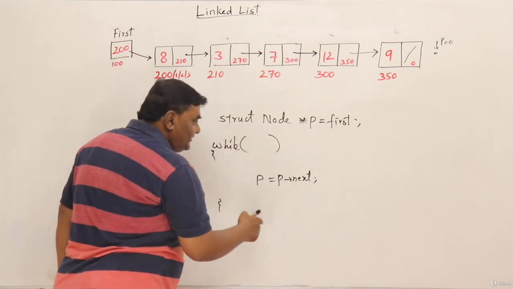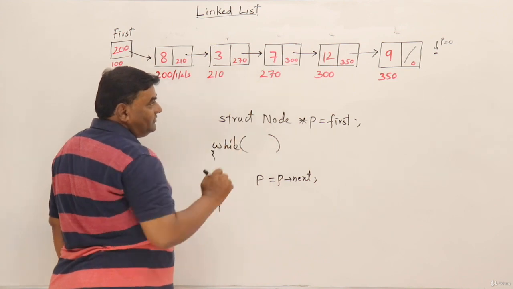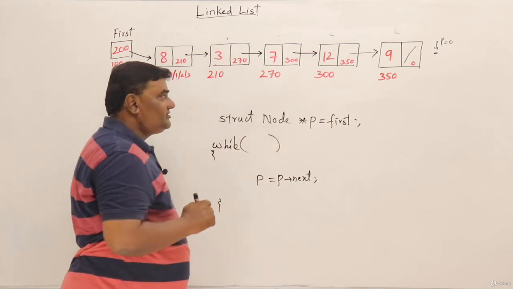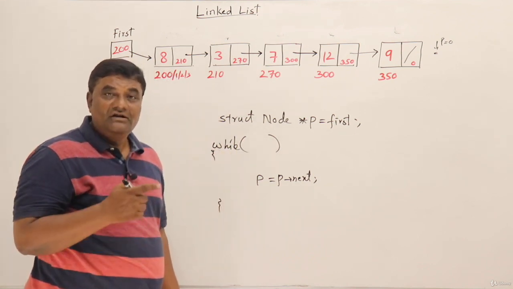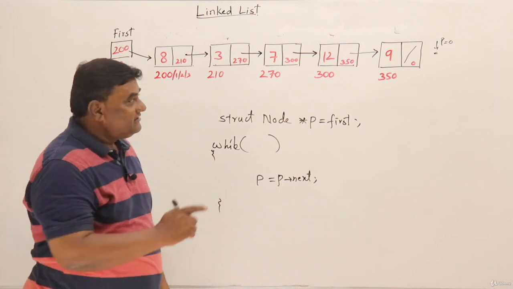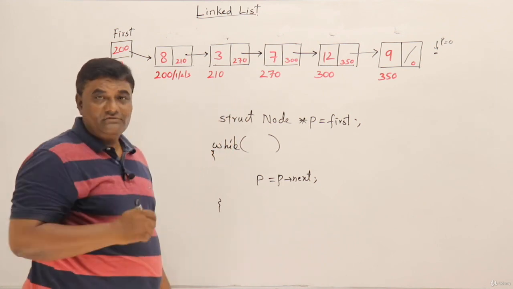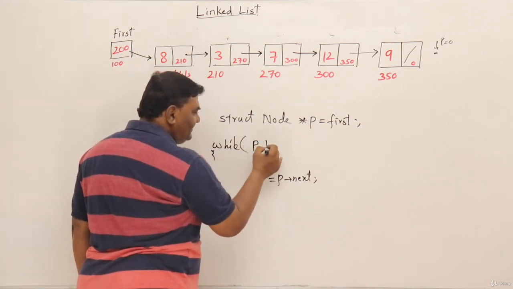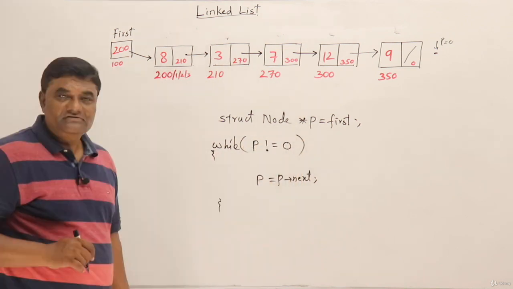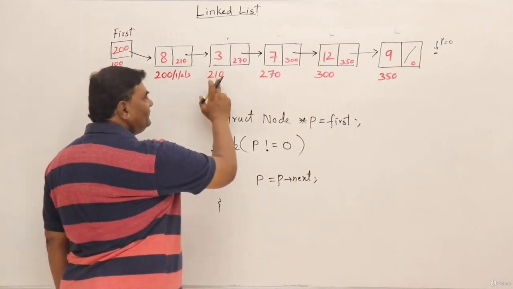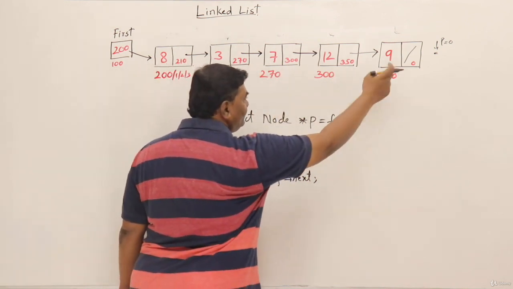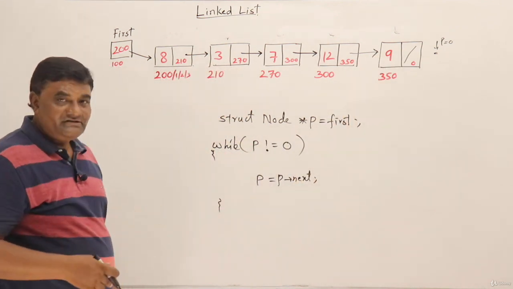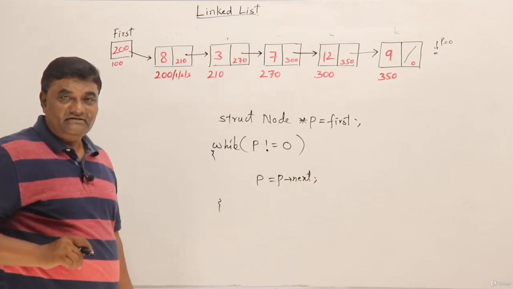So we should continue this as long as P is not 0. It means we should stop when P is 0. Here we should mention the condition not for termination, but for continuation. Termination is when P is equal to 0, so continuation is P not equal to 0. So here I can write the condition P not equal to 0. P was not 0, so it moved, not 0, moved, not 0, moved, not 0, moved. Then it became 0, stop. So this loop will help us traverse the entire linked list.